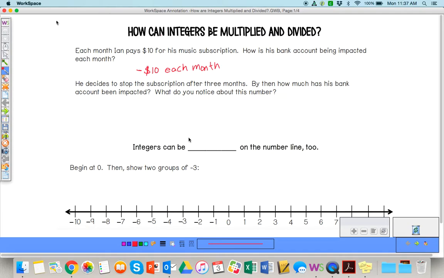So it says he decides to stop the subscription after 3 months. By then, how much has his bank account been impacted? What do you notice about this number? Okay, so it impacted his bank account negative $30 at this point. We notice that it's a negative number, but it's also 3 times 10. So integers can be multiplied on the number line too.